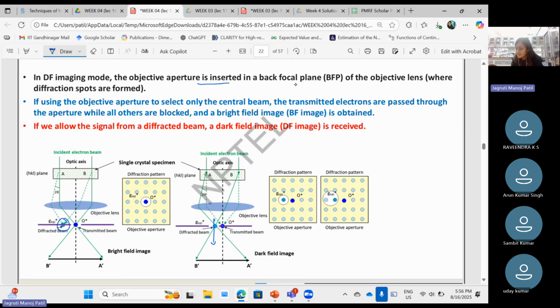The objective aperture is inserted in the back focal plane of the objective lens. If we use it, the transmitted electrons pass through the aperture while all others are blocked, so you get this bright field image. But if we also allow the signal from the diffracted or scattered beam, you get a dark field image. Those electrons give you a darker region in your field.